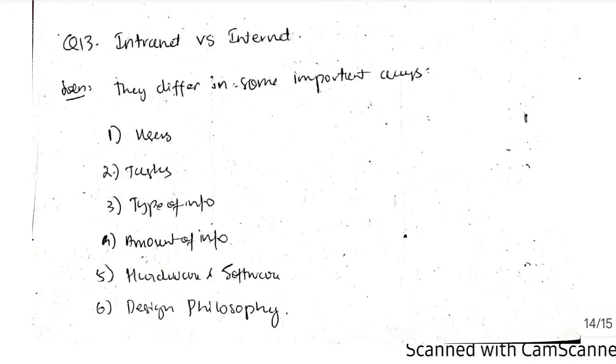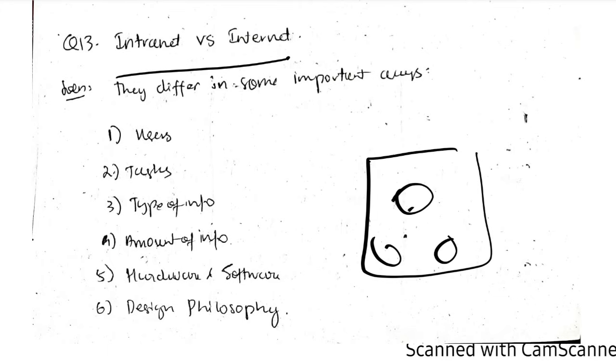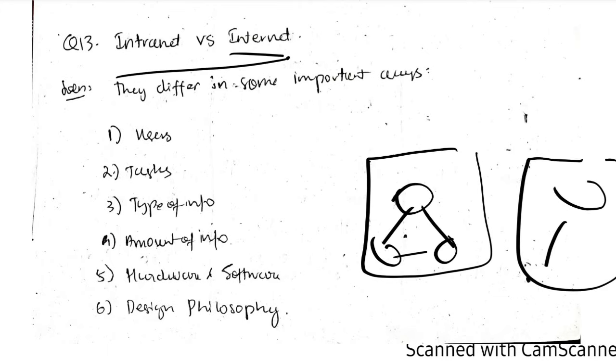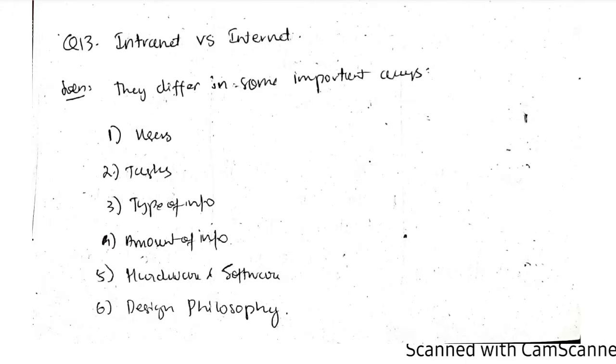Moving on, we have intranet versus internet. Intranet means in an organization, if computer systems are connected, that is called an intranet. Internet means many different organizations are interconnected with each other. Okay, that is called the internet. So they differ in some important areas. Users: here users are less, here users are more in internet. Task: the private tasks are performed in intranet, and in internet the public tasks are performed.